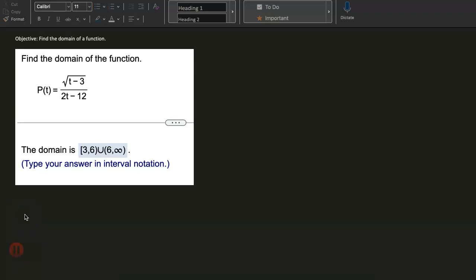In this example, we're asked to find the domain of a function that will contain some domain restrictions. We know this because we see a square root within the function, and we also see this denominator with an expression that contains the independent variable as well.